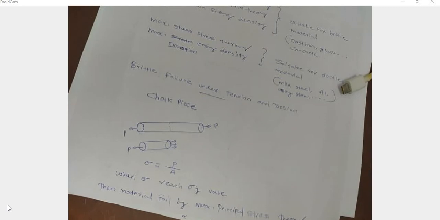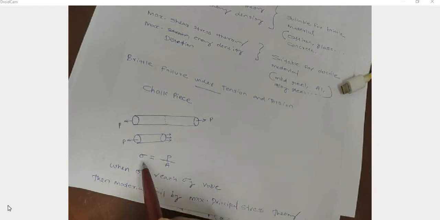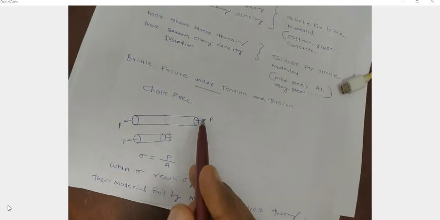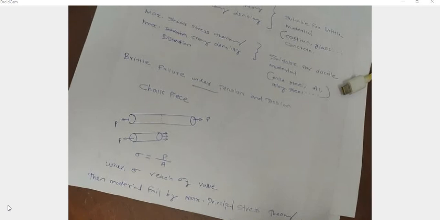So here a chalk piece is a brittle material. When I apply load P, what happens? Stress is developed. The stress developed is equal to P by A. That is a normal stress and a principal stress also. We have already discussed this using Mohr's circle. We can say this stress P by A is equal to the principal stress also. So according to the principal stress theory, when this principal stress sigma across any cross section reaches the sigma y value, or the yield stress of the chalk material, then the material fails by the maximum principal stress theory.